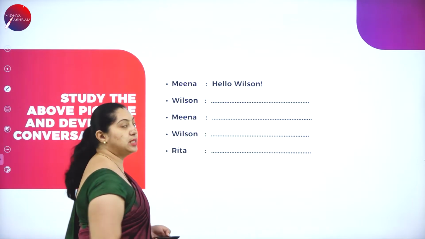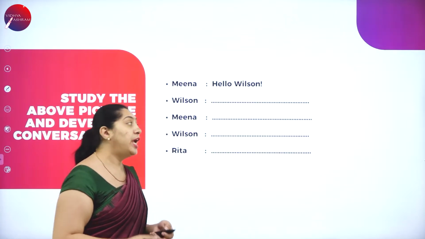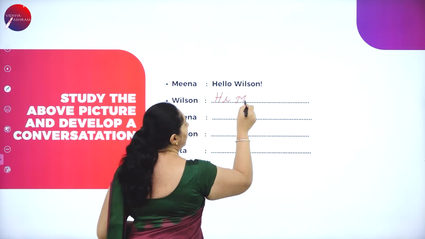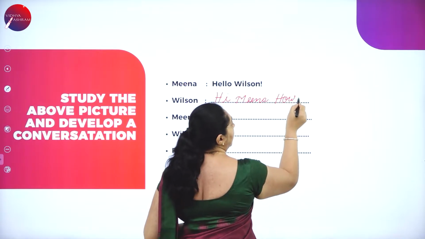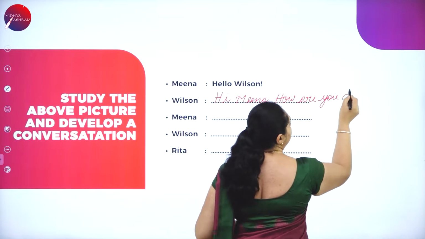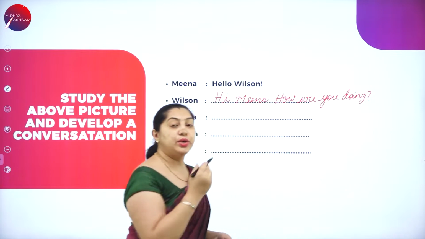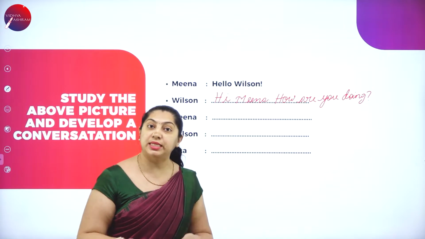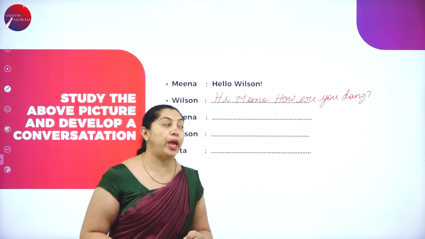So Meena is saying, hi Wilson. What will be the response from Wilson? It should be hi or hello. Hi Meena, how are you? How are you doing? Or hi Meena or hello Meena, anything is fine, but it should be in a polite way.